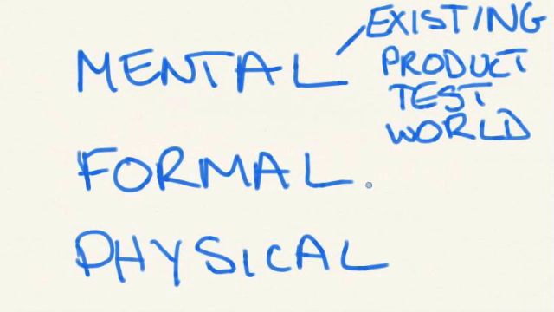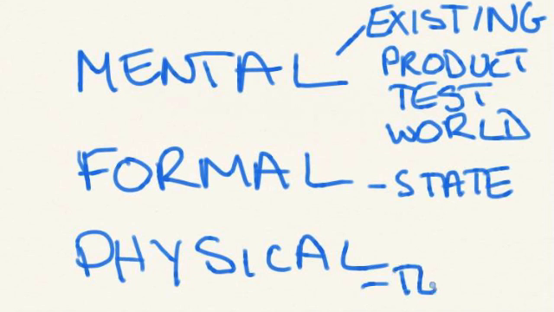A formal model, if I'm creating the model, is an extension of my mental model. It'd be like a state machine or something like that. A physical model, on the other hand, would be a test environment, something that we can tangibly touch.